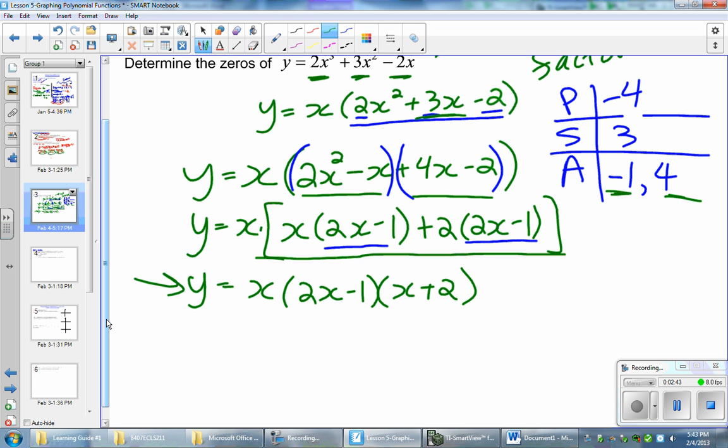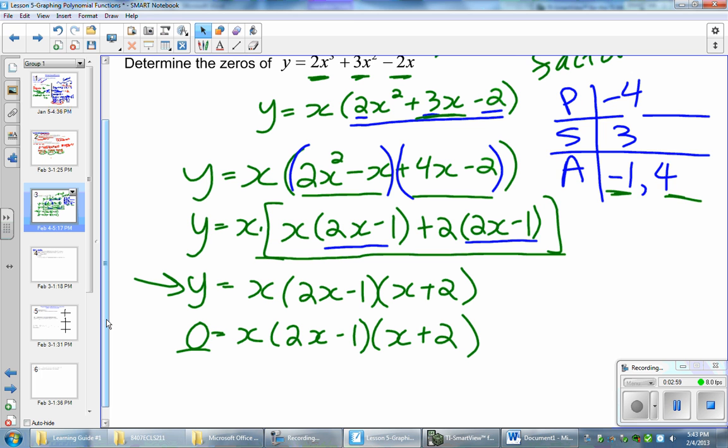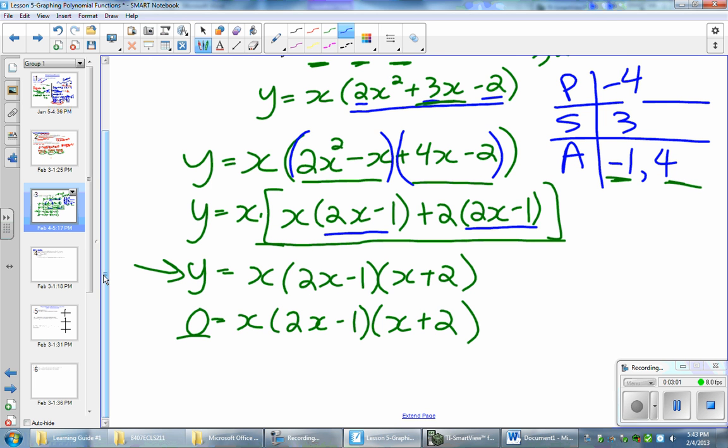So to identify the zeros, you're going to set this function equal to 0. So 0 is equal to x times 2x minus 1 times x plus 2. Okay, so now that this is equal to 0, you're going to apply your zero property, and you're going to set each of your factors equal to 0 to find the x-intercepts. So this factor, the second factor, and the third factor all need to be equated to 0. So we have one zero at x is equal to 0.